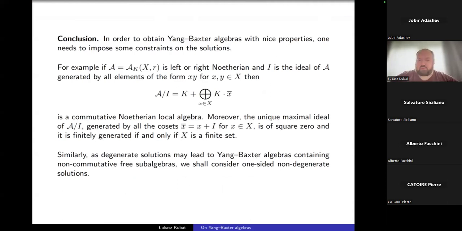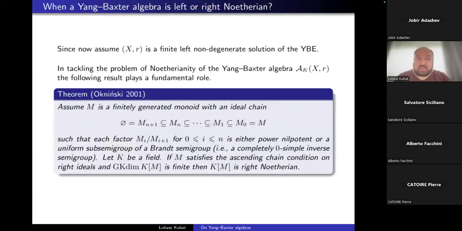So the conclusion is the following. If we want to investigate algebras with nice properties, I mean algebras coming from solutions of the Yang-Baxter equation, we have to impose some extra conditions on our solutions, because otherwise, as you saw, we may obtain a free algebra or something which is not Noetherian. And it's easy to check that a necessary condition to obtain something Noetherian is that our set X is finite. And because the identity solution, which is degenerate, leads to a free algebra, we should at least assume that we deal with solutions which are one-sided non-degenerate. Otherwise, a complete mess can appear, and we cannot expect nice properties. So from now, I will focus on finite solutions, not necessarily bijective, but non-degenerate, at least from one side, okay?